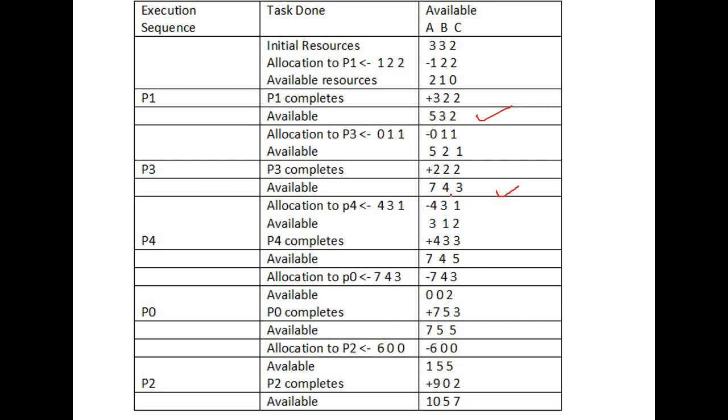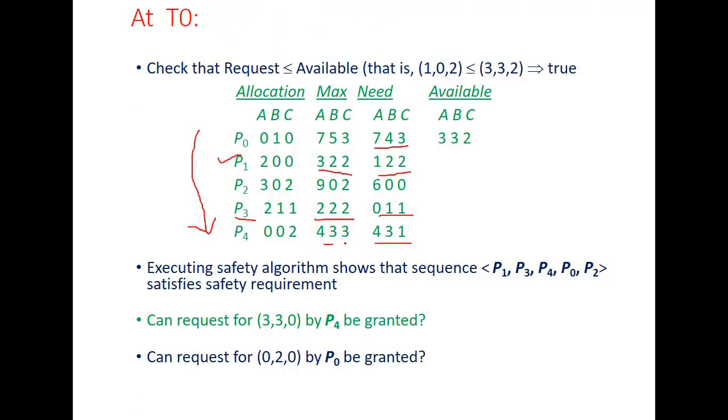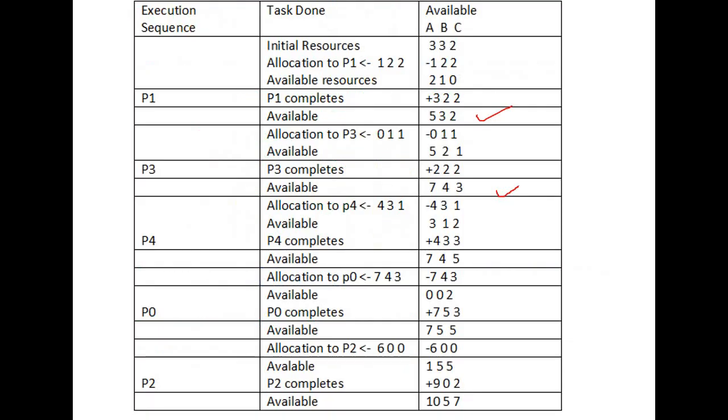So 7 minus 4, 4 minus 3, 3 minus 1. These 3, 1, 2 are the available resources in the system. So P4 completes its execution. Once P4 completes its execution, it will release the resources held by P4. That is 433 resources are released by P4. So 433 is released. It is added to the list of available resources, 7, 4, 5. This is the currently available resources in the system.